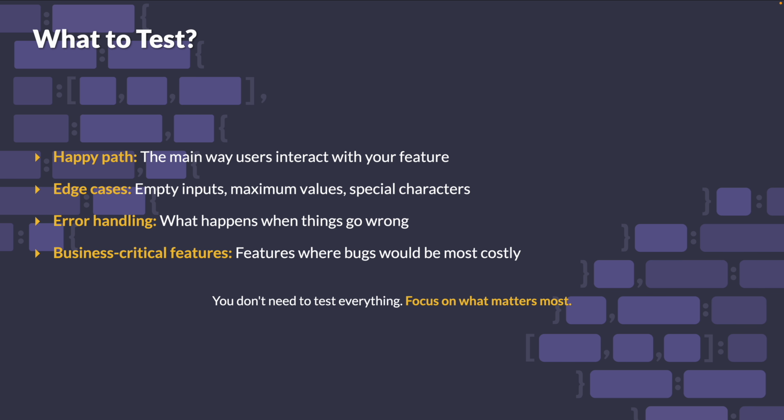A common question is, what should I test? So here's a practical framework. Test the happy path. That's the main way users interact with your feature. Test edge cases like empty inputs, maximum values, special characters. Basically, you don't know what a user is going to really do, so you have to test all these potential edge cases that maybe would be less common. Then test error handling, so what happens when things go wrong. Also, test business critical features, which are features where bugs would be the most costly. You don't always need to test everything. Just focus on what matters most.